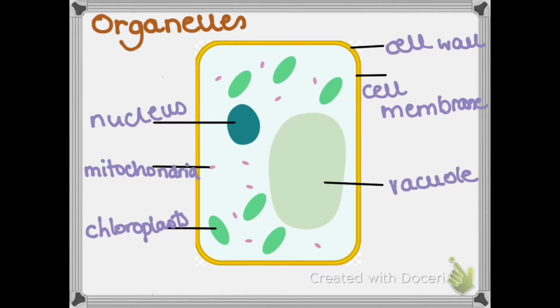Now, let's look at their functions. Let's start with the cell wall. The cell wall is the protective, semi-permeable outer layer of a plant cell. A major function of the cell wall is to give the cell strength and structure, and it also controls what enters and exits the cell. The function of a cell membrane is to protect the cell from its surroundings and also regulate the movement of substances in and out of the cell in animal cells.